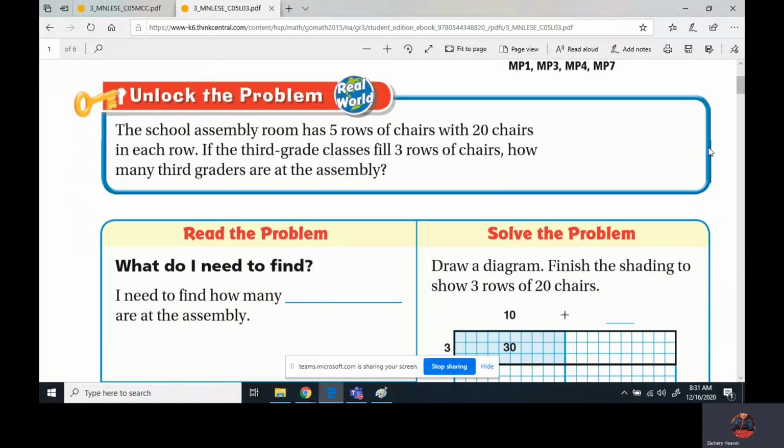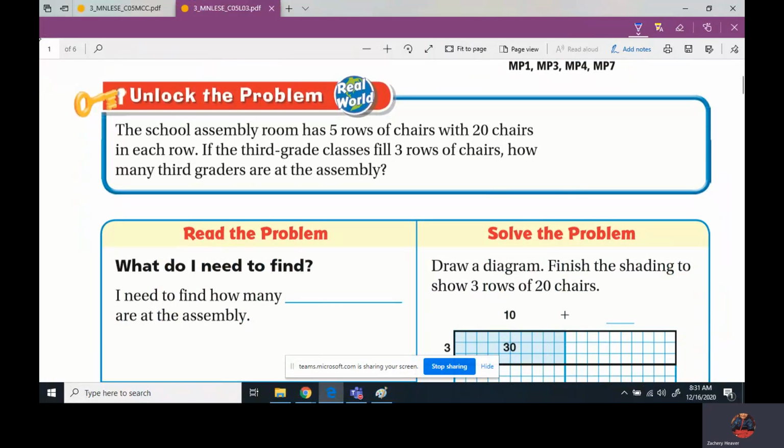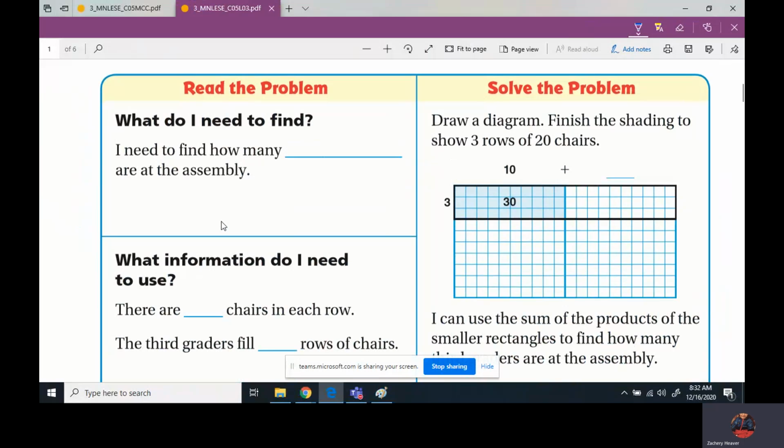So it says the school assembly has 5 rows of chairs with 20 chairs in each row. If the third grade classes fill 3 rows of chairs, how many third graders are at the assembly? So first off, I need to find out how many third graders are at the assembly. That's the first thing we're looking for.